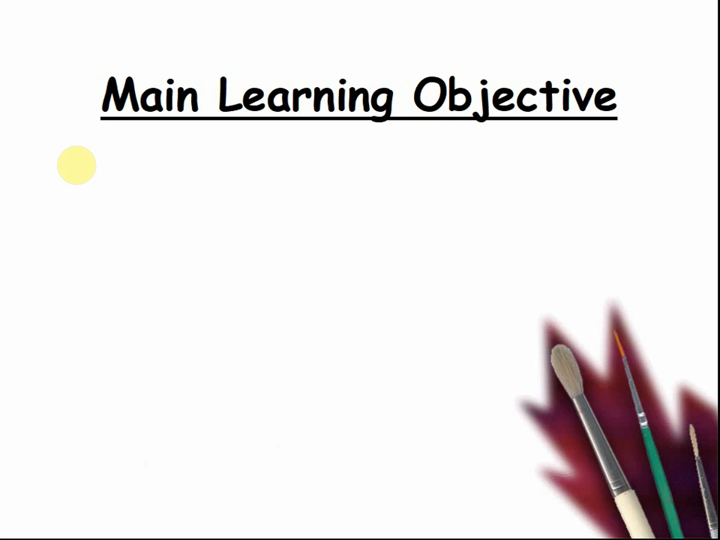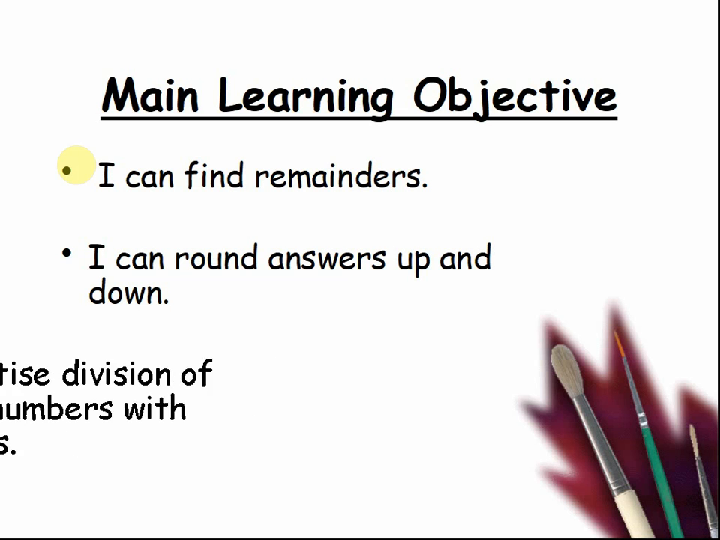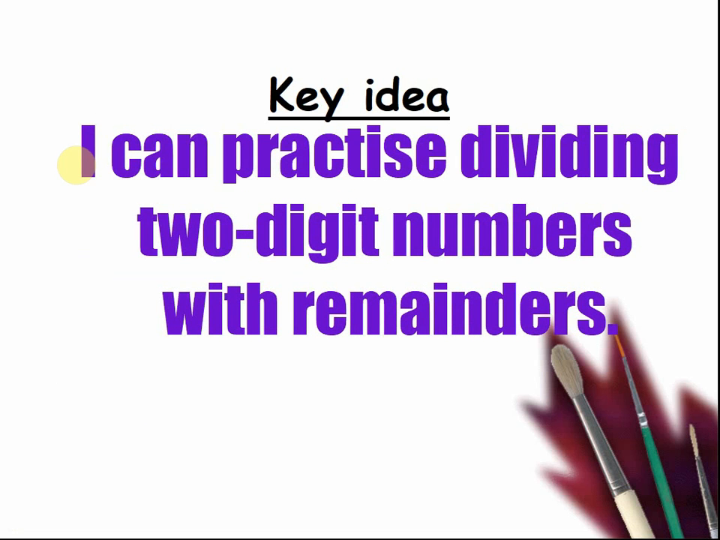Main learning objective. I can find remainders. I can round answers up and down. I can practice division of 2-digit numbers with remainders. Key idea. I can practice dividing 2-digit numbers with remainders. This is what we're really focusing on today.